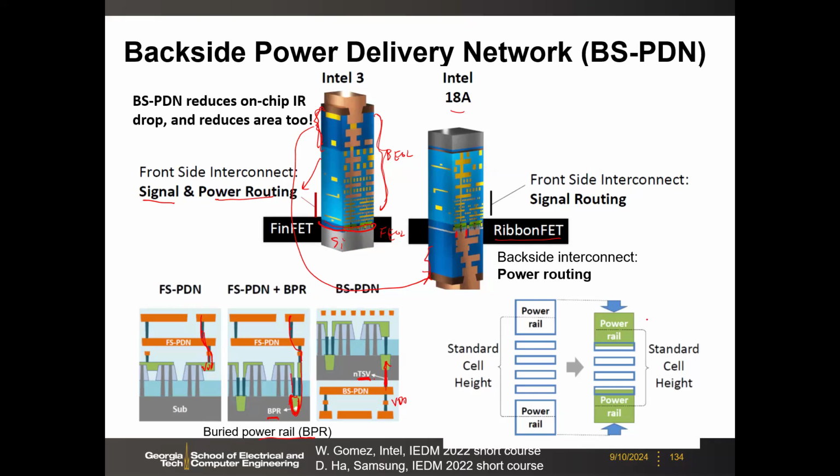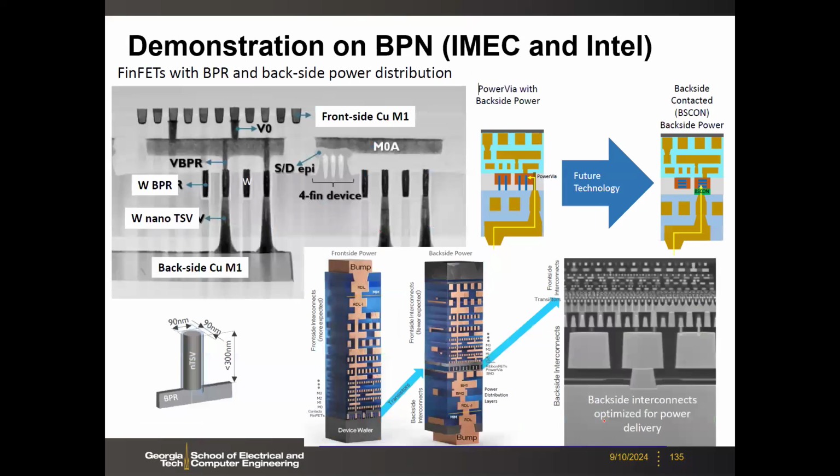This will help with the standard cell height reduction a little bit, because you can hide some of those power rails to the backside. This will help shrink the cell height a little bit. Let me show you more illustrations here. This has already been demonstrated by IMEC and Intel, and other companies like Samsung and TSMC are also planning on this.